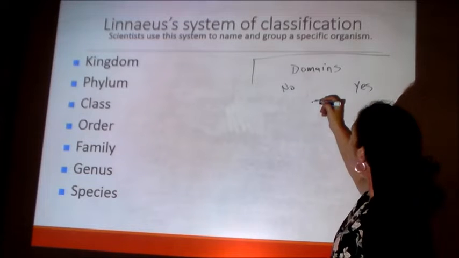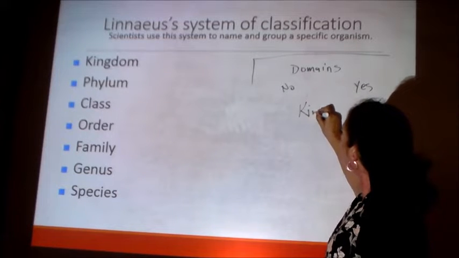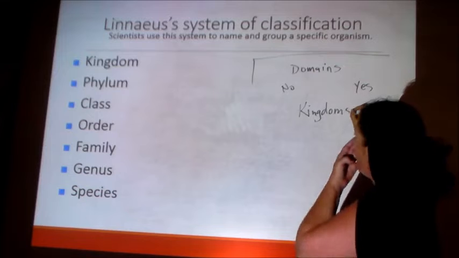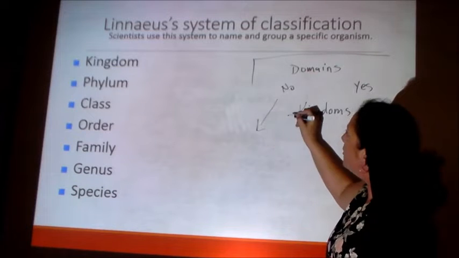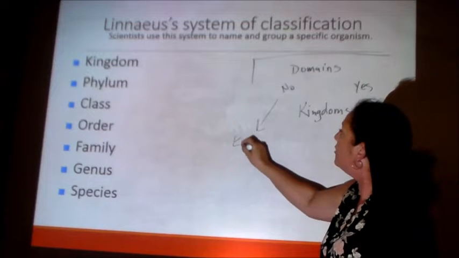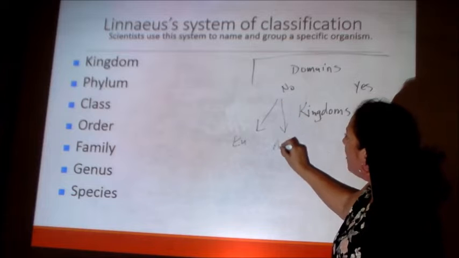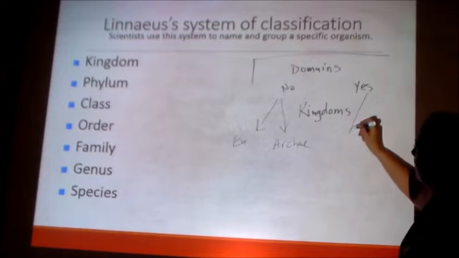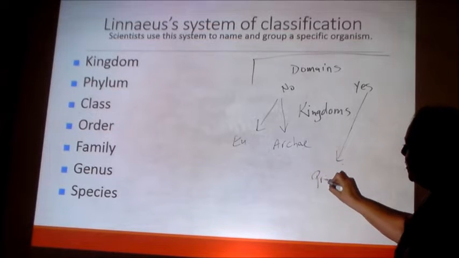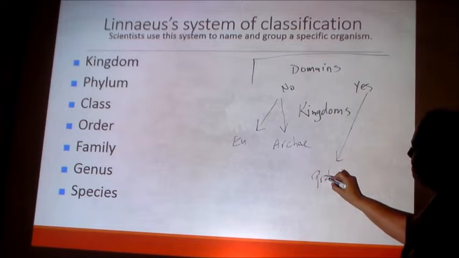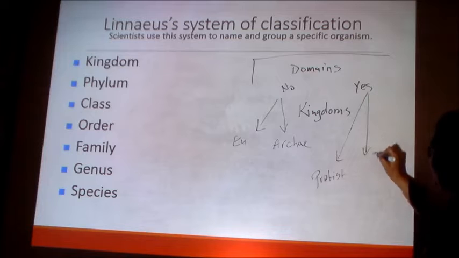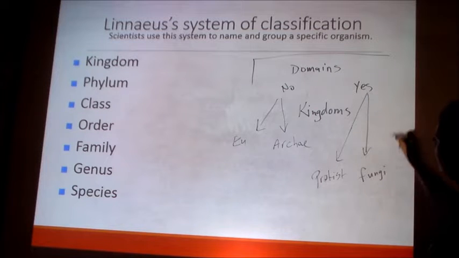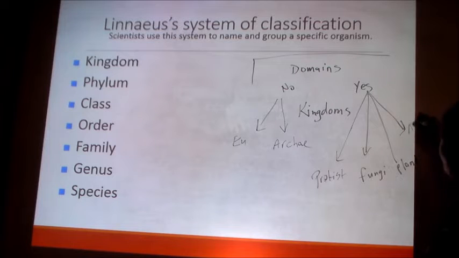All right? Then we further broke those domains down into kingdoms. If it doesn't have a nucleus, it's either going to be the eubacteria or the archaebacteria. If it does have a nucleus, it's going to either be a protist, a fungi, a plant, or an animal.